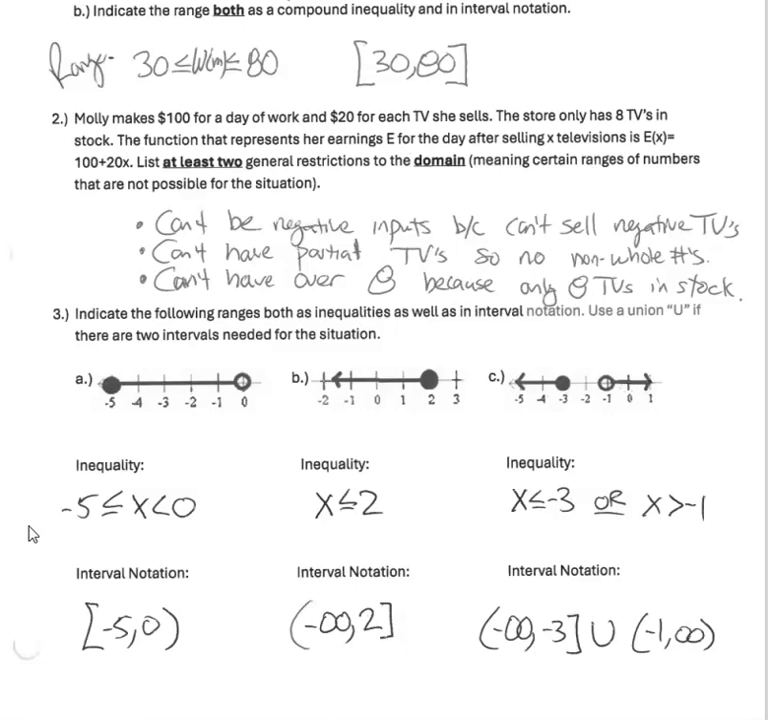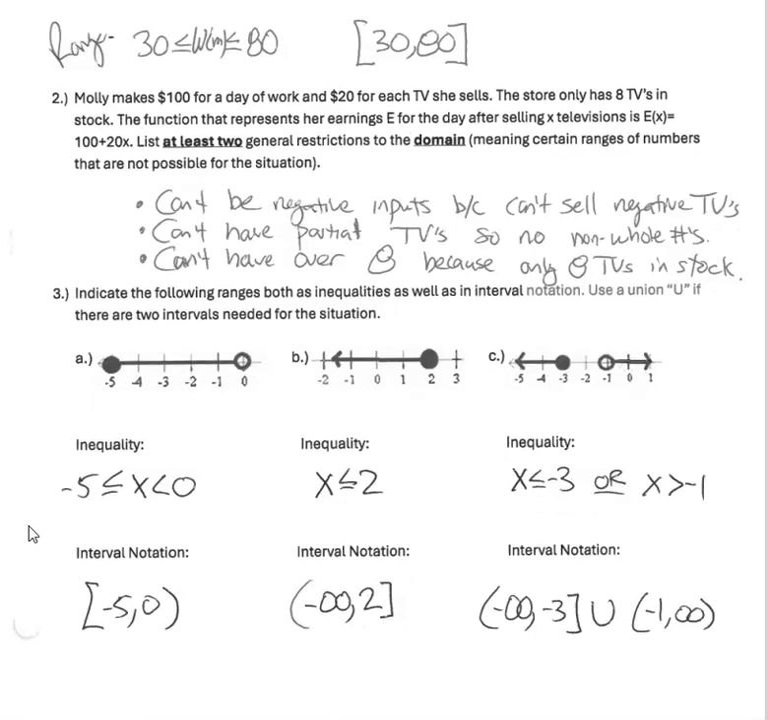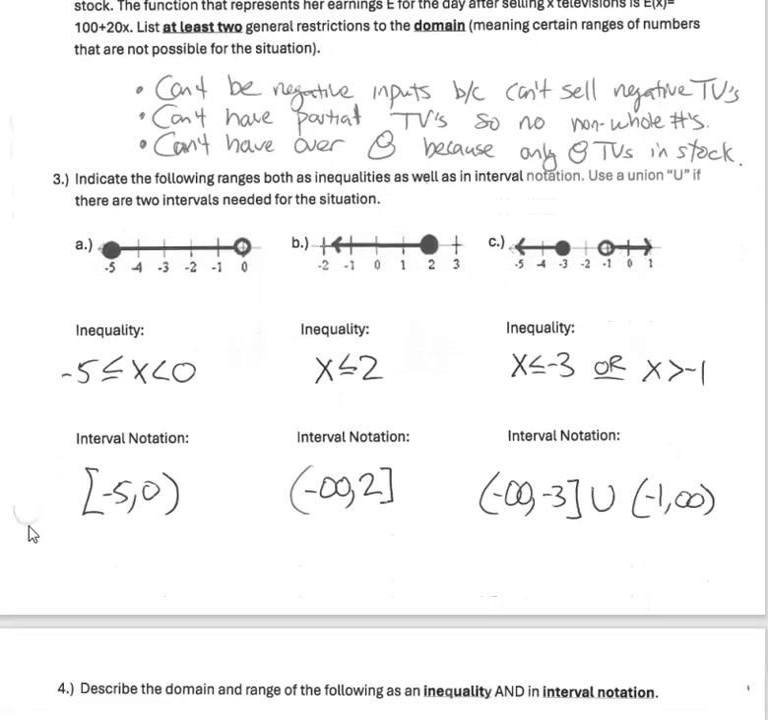So one of them would be negatives. You aren't going to sell negative TVs. Another one would be partial TVs. You're not going to have 3.75 TVs. And then lastly, you can't have over 8 TVs because there's only 8 TVs in stock. So those were the ones that I came up with.